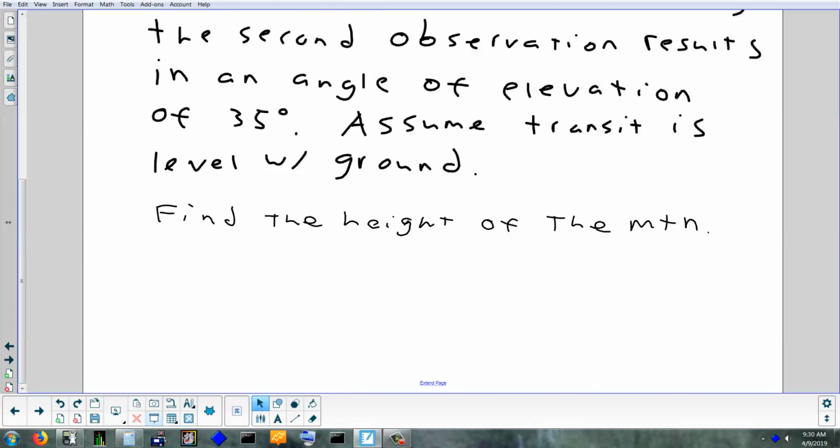Find the height of the mountain. Okay, so word problem. A lot of information there. What do you think we should try to do with all that information that was given to us? Make a triangle. Yeah, let's just make a sketch. The triangle is just going to happen if you put the right objects in your sketch.